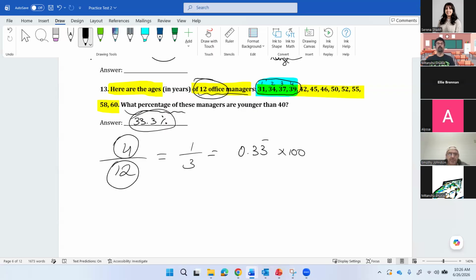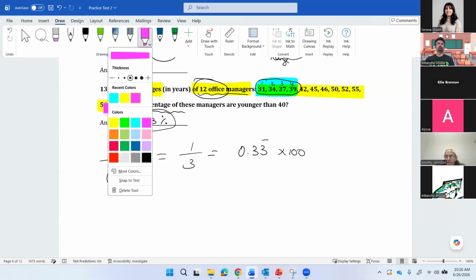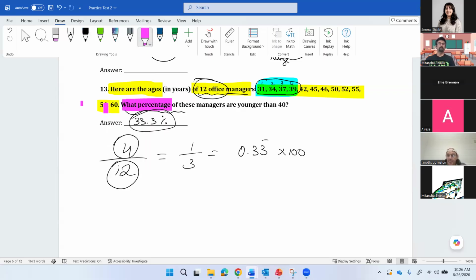And then I reduced my fraction. They told me that they wanted a percentage, which is why I multiplied my decimal by 100. And that's how I arrived at 33.3%. Did that help? Good.